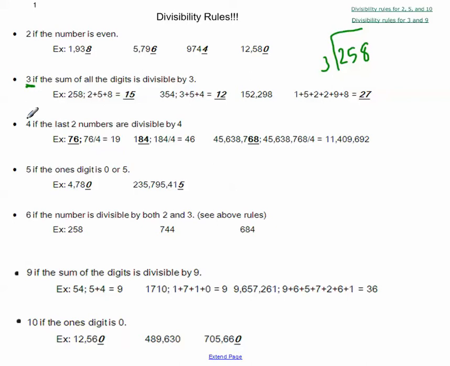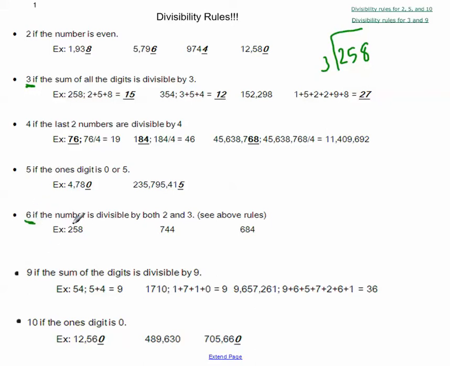A number is divisible by 4 if my last two digits are divisible by 4. So for example, in 184, 84 is divisible by 4, so I know that 184 is divisible by 4. So I only have to look at the last two digits of the number. 5 and 10 we should be good with. You can review those on your own.